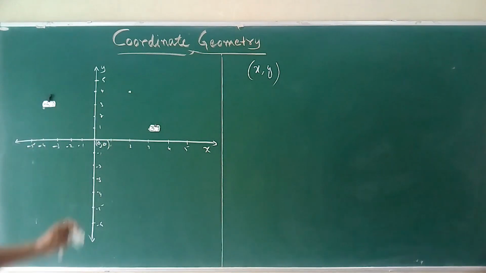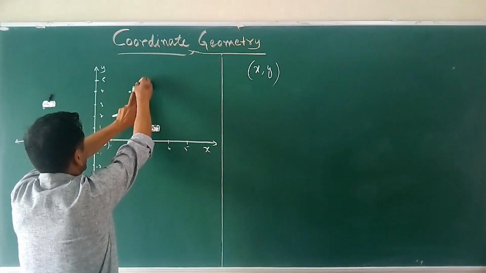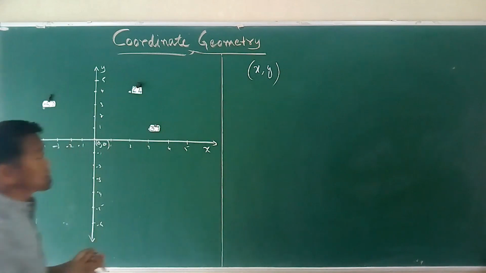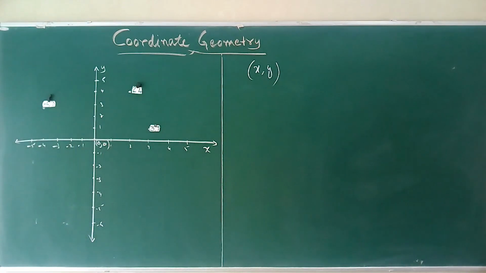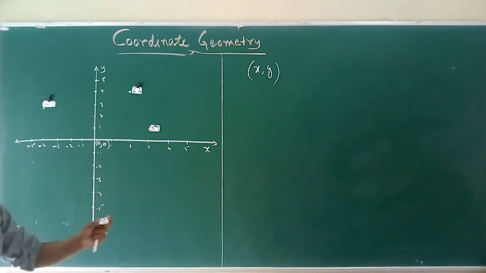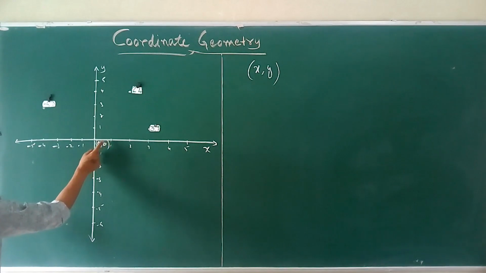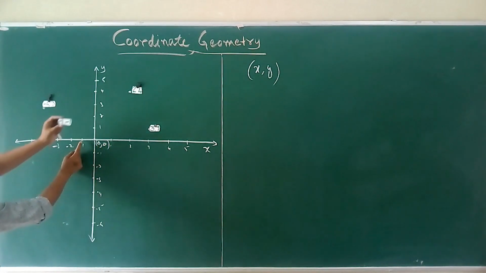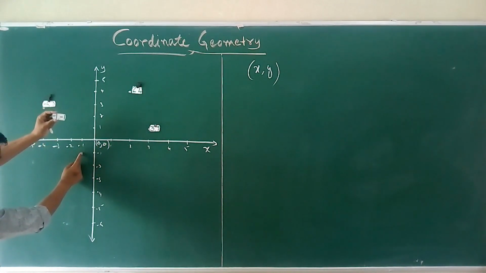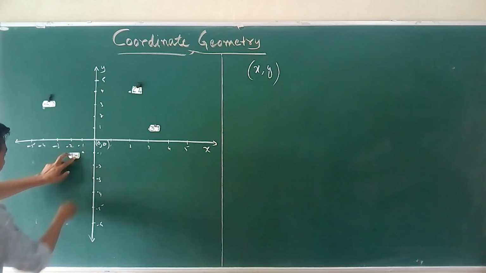And 2 and 4. This is 2 and 4. So those are the plots. So again, I have here negative 1 and negative 1. So the point is negative 1 and negative 1.